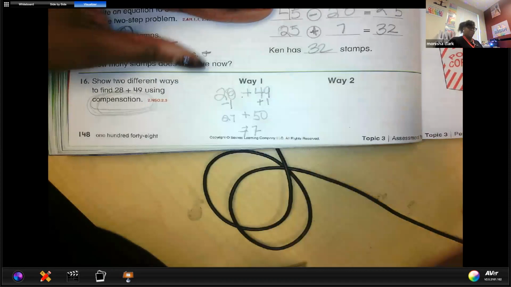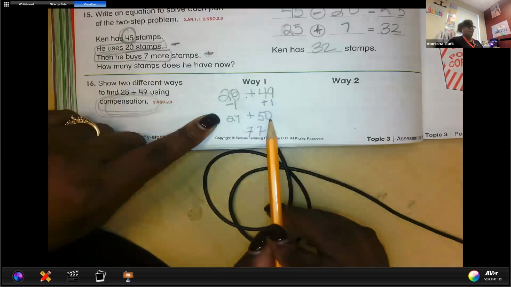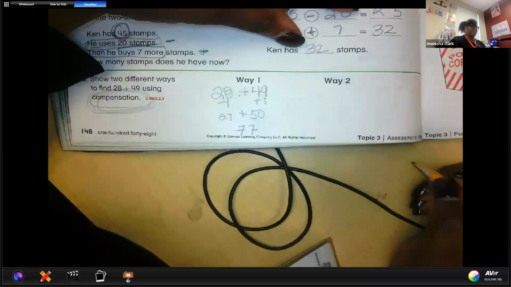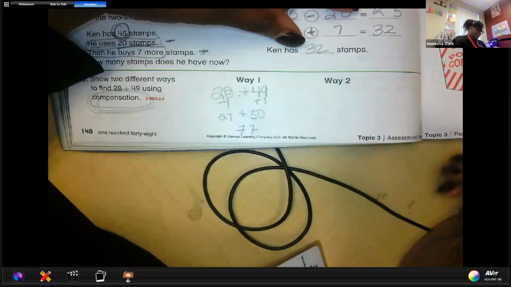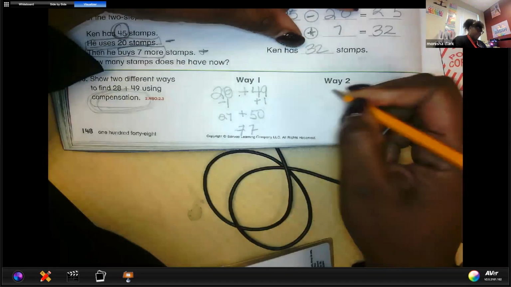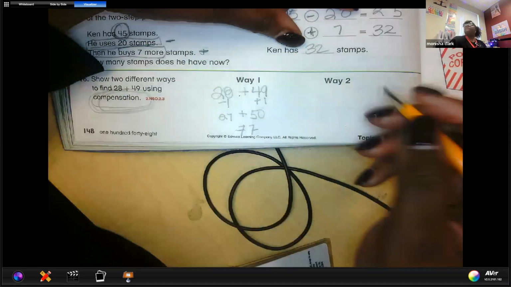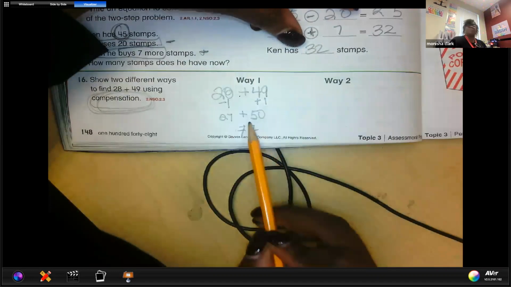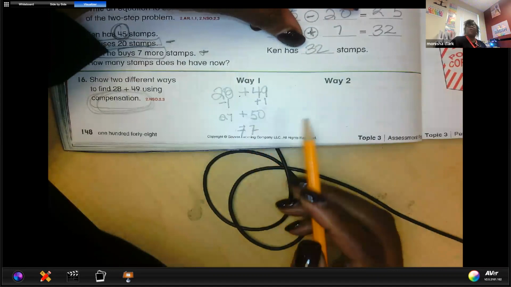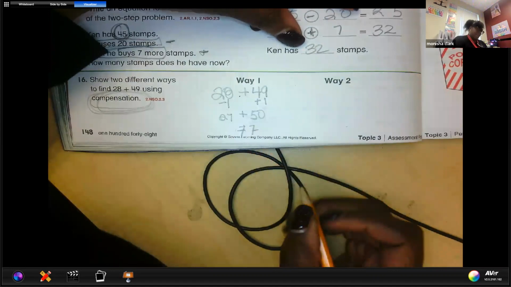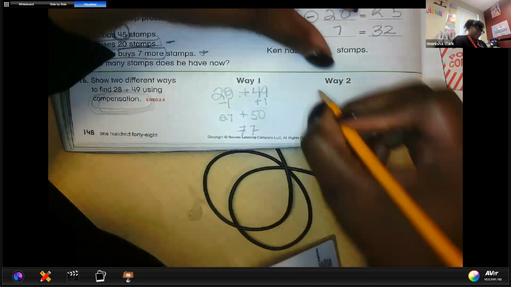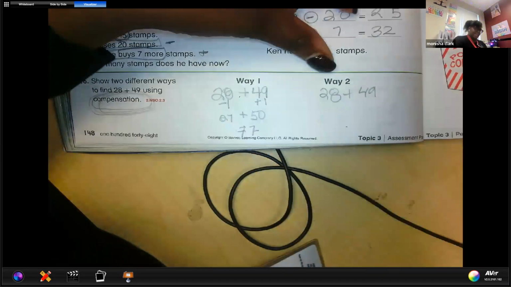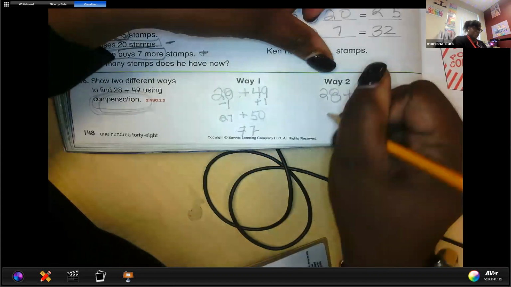Now, this is one way we can use compensation. Another way we can use compensation is if we break apart and add in. So let's do that for the first. No, I said 77. Look at this. It says 27 plus 50. That does not equal 87. So now we have 28 plus 49. Let's break apart and add in. We keep doing the second one.